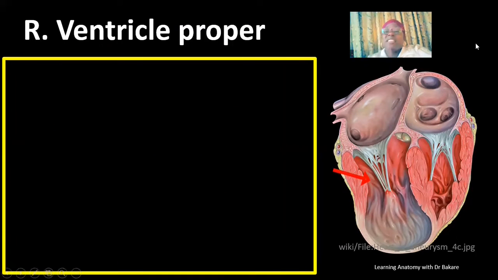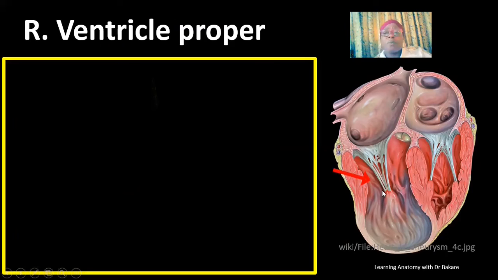So going further on the different sub-regions of the right ventricle, we already highlighted that we have the rough region, which is also referred to as the right ventricle proper, and we have the smooth region, which is also referred to as the infundibulum, and we have the interventricular septum. So taking each of these sub-regions one after the other to see what they present. The first region we'll be looking at is the right ventricle proper.